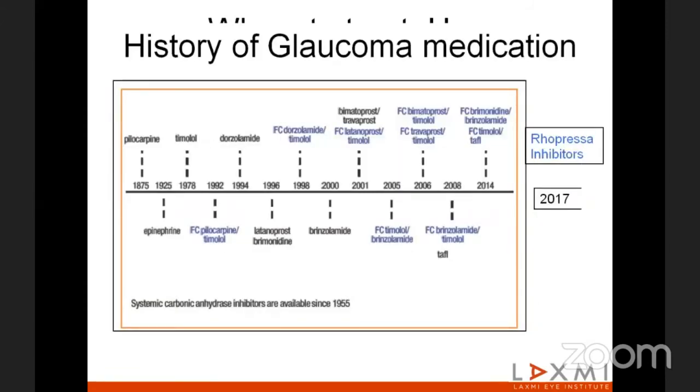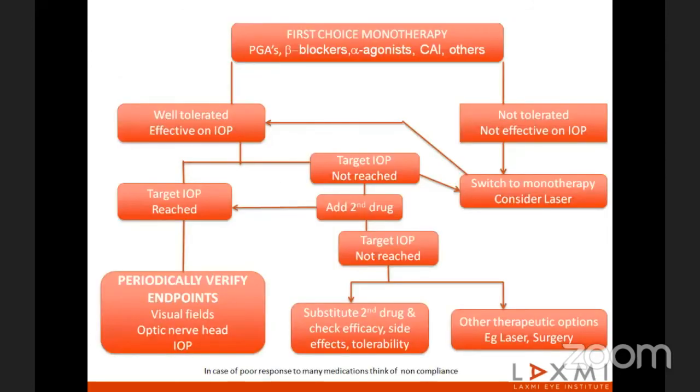Now, we know that we've got so many glaucoma medications, right from the year 1875 when pilocarpine was noted, to 2017 when the latest batch of the Rho kinase inhibitors got into the market. And so we are now in a situation where we have to really make up our minds. So there is this EGS guidelines which tells us that for your first choice monotherapy, you can start with either the prostaglandin analogs, the beta blockers, the alpha agonists, the carbonic anhydrase inhibitors, or others. But truly, I would tell you that my preference would be prostaglandins, and I'll tell you that in a little while.